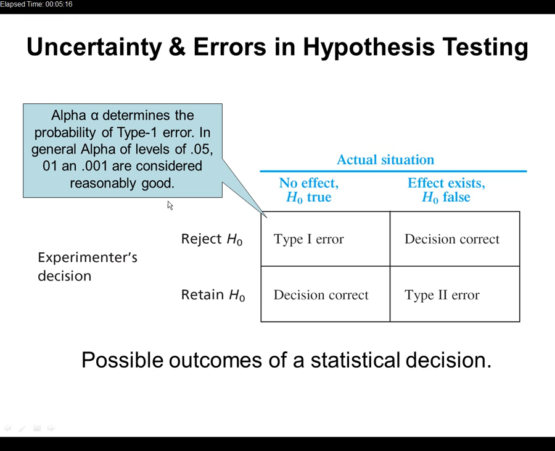So if I fail to reject the null hypothesis, all right, and there is no effect, that, in other words, it's true, then I have a type 1 error. If the effect exists and the null hypothesis is false, then the decision was correct. Okay, so that's about it.